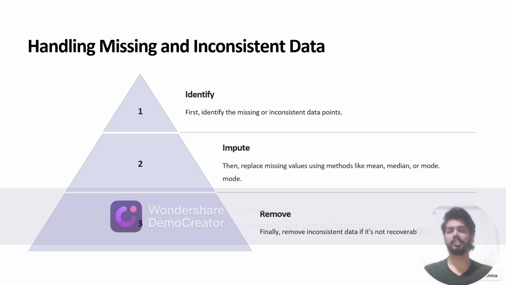There is a subject in engineering called column, in which there are many methods you can learn about replacing the missing values or the errors. And in data science there are also many methods to replace the missing values. Finally, remove the inconsistent data if it is not recoverable. If it is irrecoverable, then you need to remove it finally.